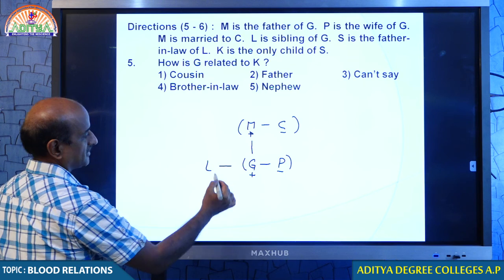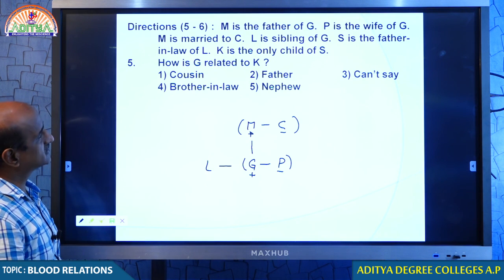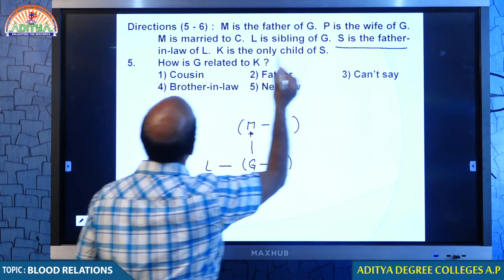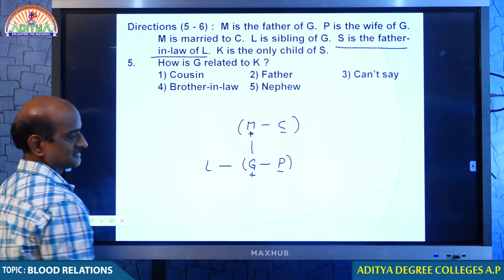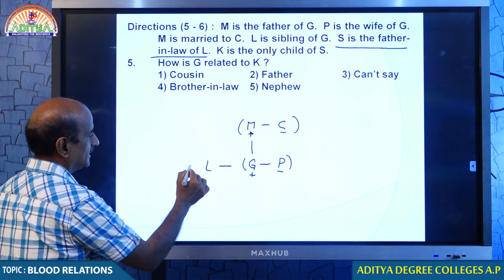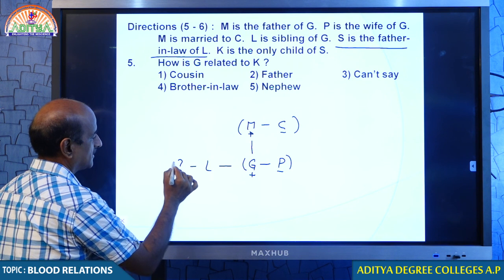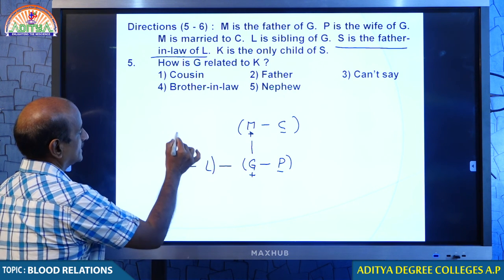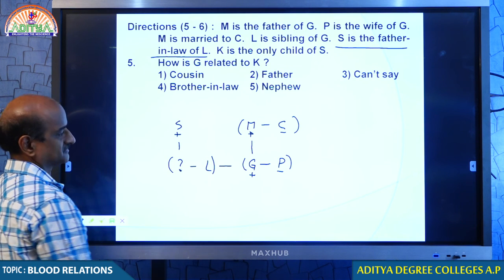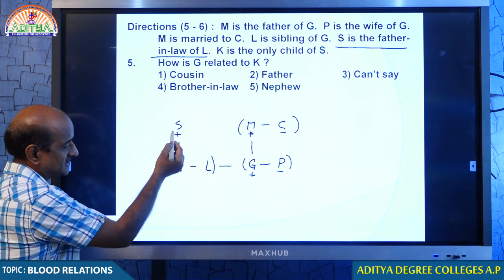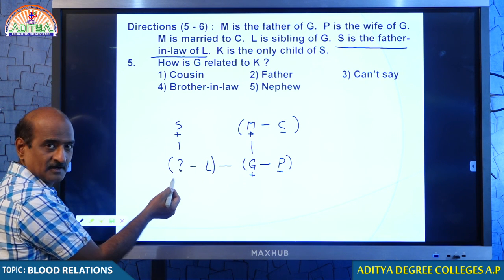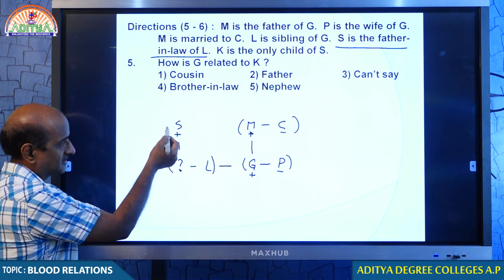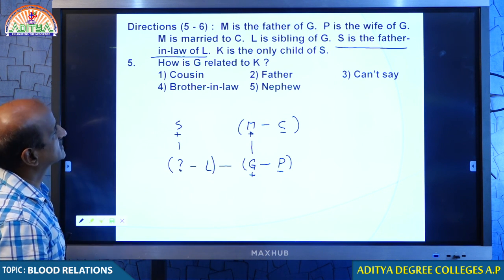L is sibling of G, you understand my dear students? Then S is father-in-law of L. When you have a father-in-law, L got married to somebody else, I don't know who that person is, and S happens to be the father. You see, S is the father-in-law of L. L got married to somebody else and the father of that person is S.